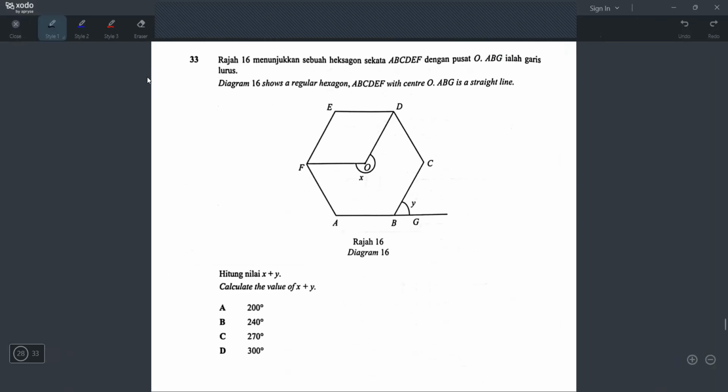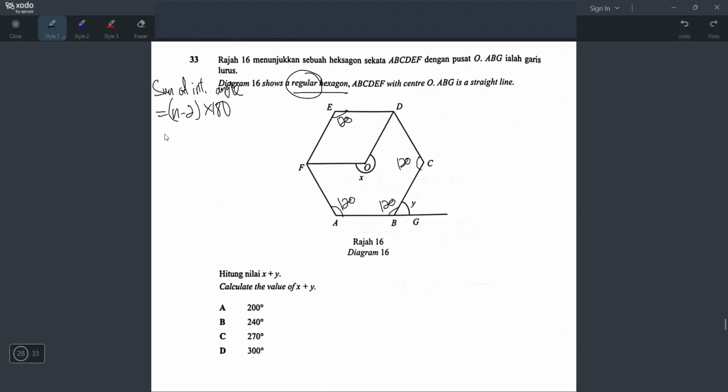All right. Diagram 16 shows a regular hexagon. So this word again. So you can use which formula later? N minus 2 times 180. This formula is used to find sum of interior angle. Okay, and then it says ABCDEF is center, ABG is a straight line. Okay, calculate value of x plus y. Okay, first of all, we can calculate this angle, this angle, this angle, this angle, and I will show straight away is 120.